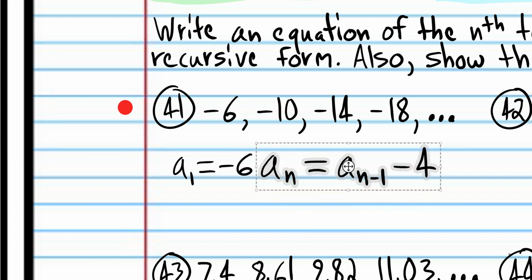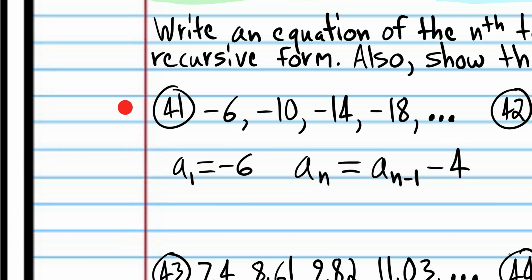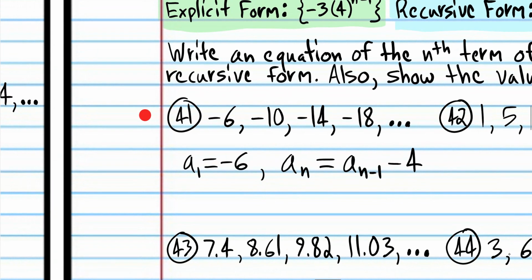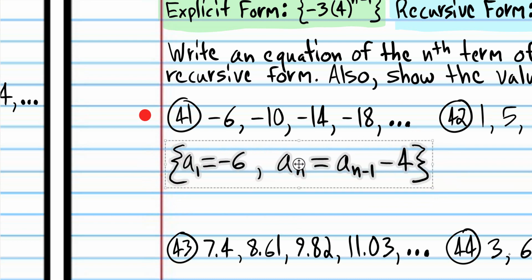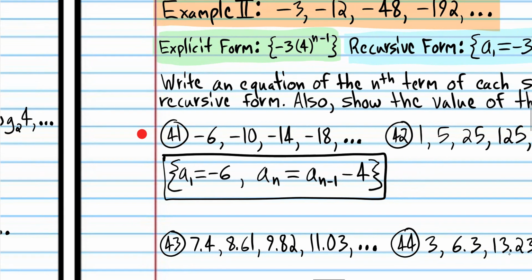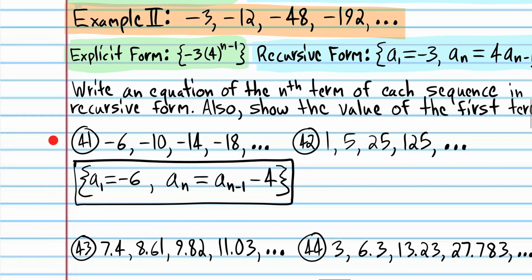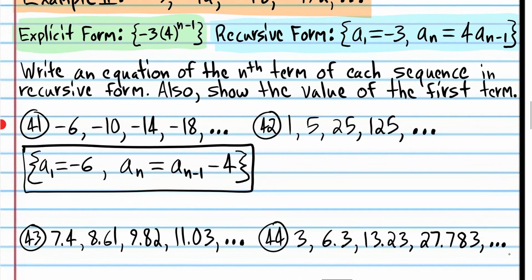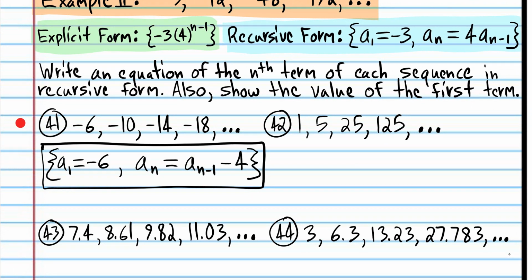And we'll put a comma in between our equations. So I'm going to use braces. Typically you don't see braces with these types of expressions, but it's probably best to write them just to show that you're defining a sequence. Okay, so that was an arithmetic sequence. Let's try the next problem.